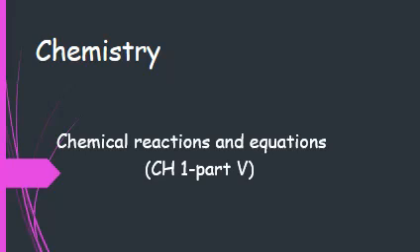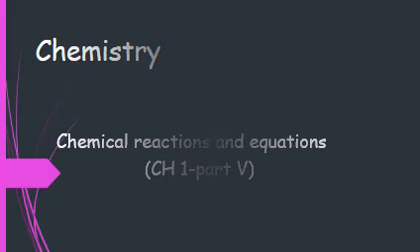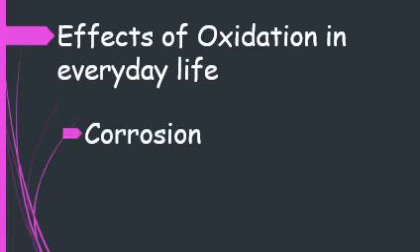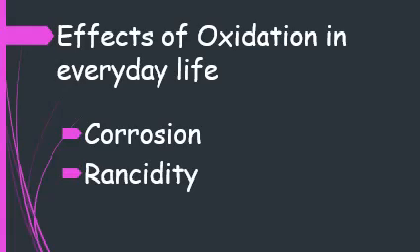Going to our next slide, effects of oxidation in everyday life. There are two major effects of oxidation in our daily life. First effect is known as corrosion. Corrosion is nothing but rusting. Next effect is rancidity. So we are going to study these two in detail.